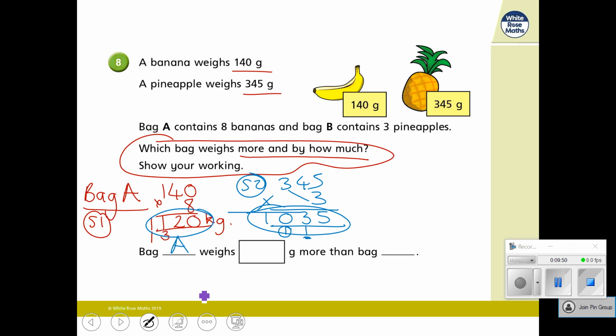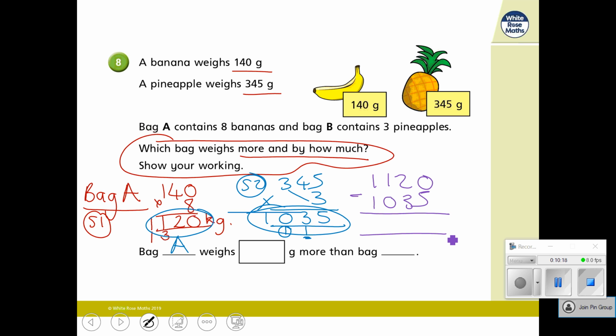So we now need to work out the difference between the 2 bags. So we've got 1,120 subtract 1035. Here goes. A little bit of a refresher on your column subtraction. So 0 take away 5. Do I need to exchange? Yes, I do, because I can't take 5 away from nothing.